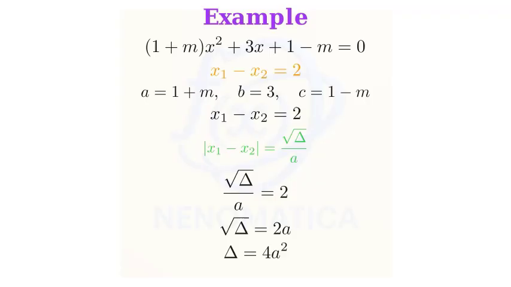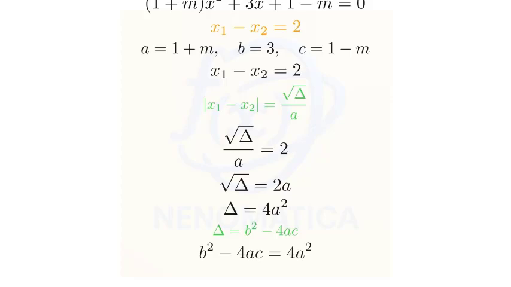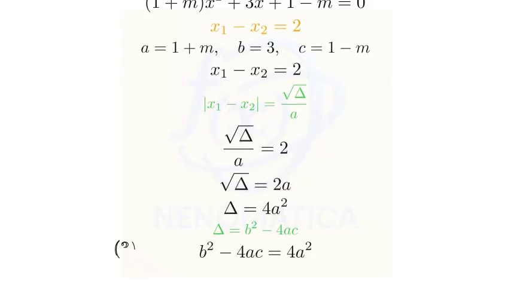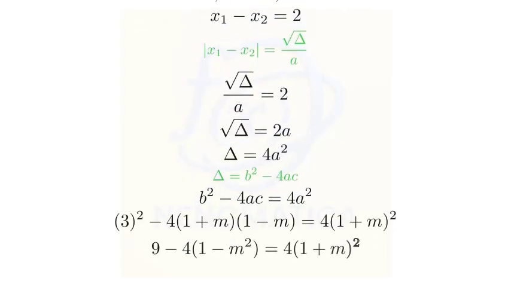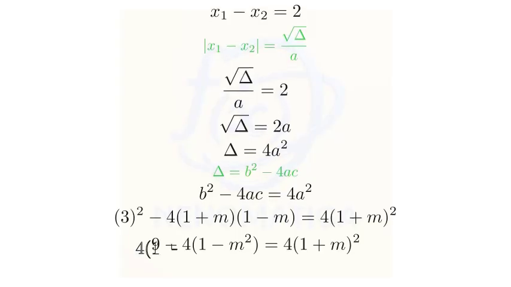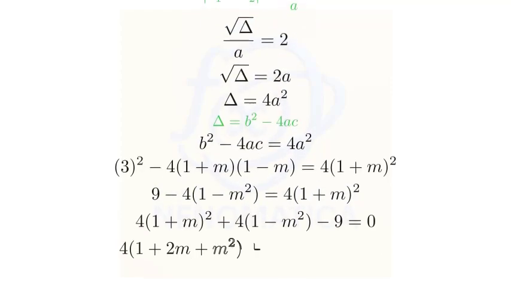Step 6. Substitute a equals 1 plus m, b equals 3, c equals 1 minus m. Step 7. Multiply the binomials 1 plus m and 1 minus m to get 1 minus m squared. Step 8. Move every term to the left side to set the equation equal to 0. Step 9. Expand the square 1 plus m quantity squared as 1 plus 2m plus m squared, and distribute. Step 10. Distribute the 4. Step 11. Combine like terms.